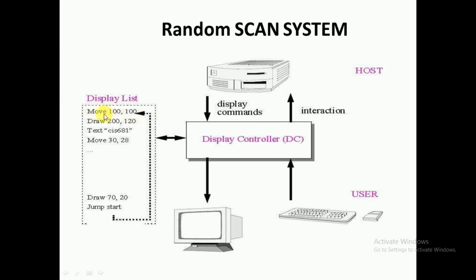Then programs will look like this: draw 200, 200, move 200, and so on. The display processor takes the program as input and directly converts it into discrete form, and then the display controller itself displays it on the monitor. There is no video controller. Directly, both operations will be done by the display controller in random scan. Right? This is how the random scan system or raster scan system will work.